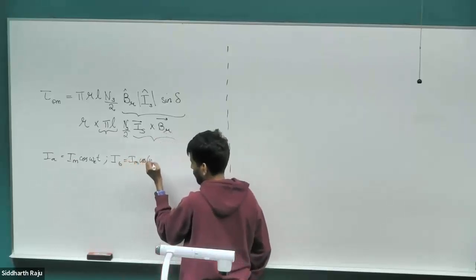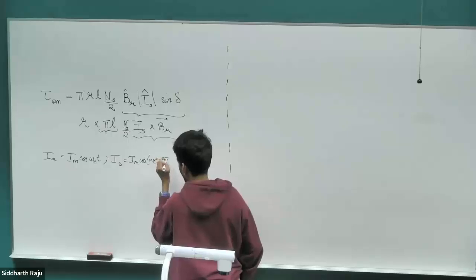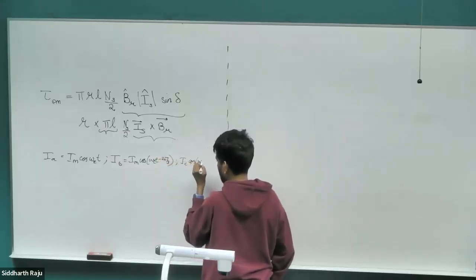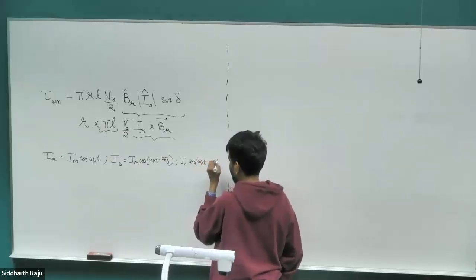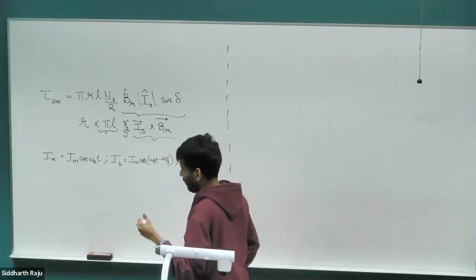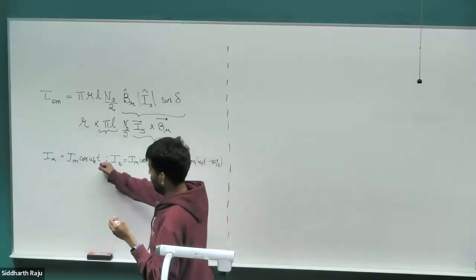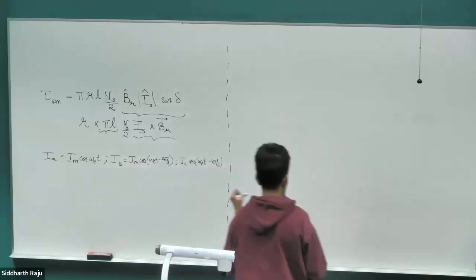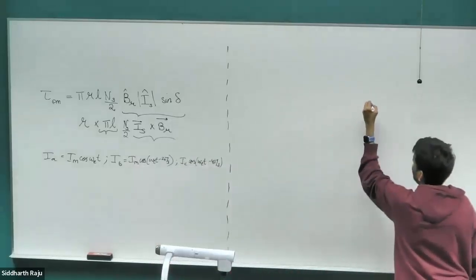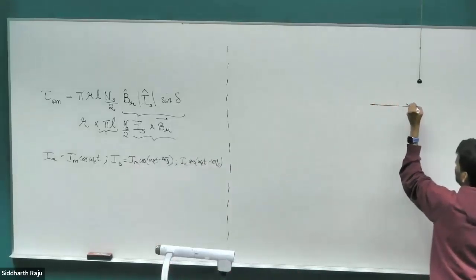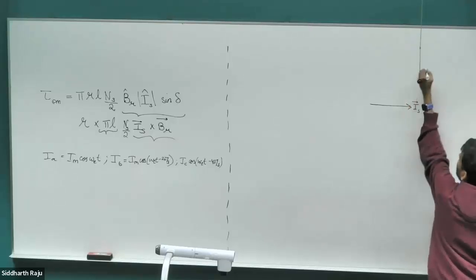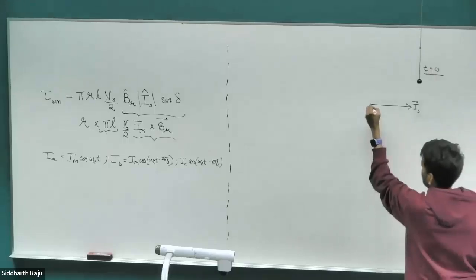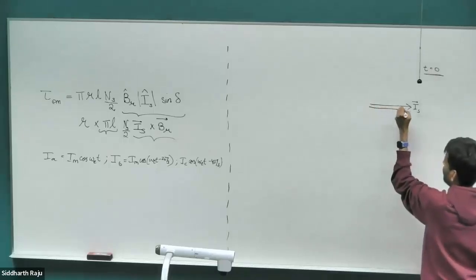IB is Im cos(omega Et minus 2 pi by 3), and then IC is Im cos(omega Et minus 4 pi by 3). And for this particular set of given currents at time t equal to 0, the A phase current would be at its maxima. So our current space vector that we drew was here at time t equal to 0. And then our BMS space vector is along the same direction.